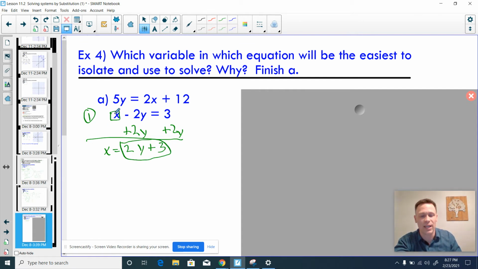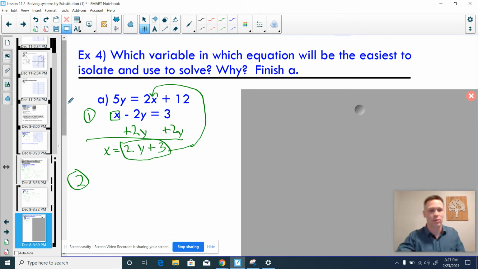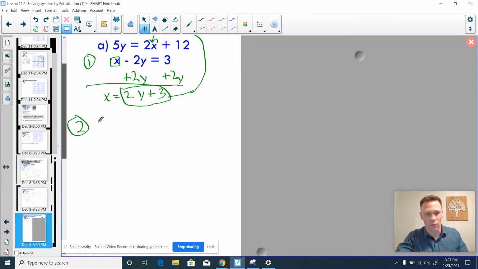So I'm going to take that and substitute it. I cannot go back into the original equation that I just used. I have to go into the other equation, which will be right here, okay? And now everything I do from here on out is exactly the same as what we did before. So I'm going to start with 5y is equal to 2, and now instead of x, it's going to be 2y plus 3, plus 12.